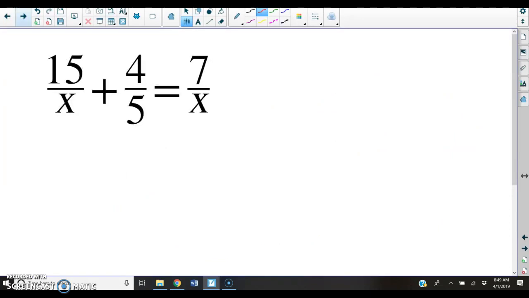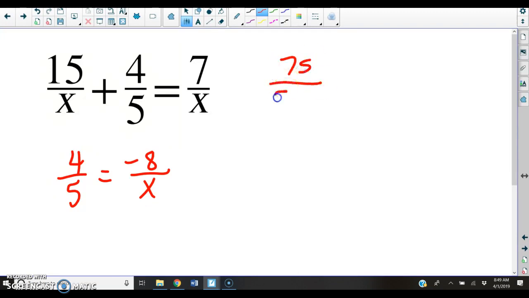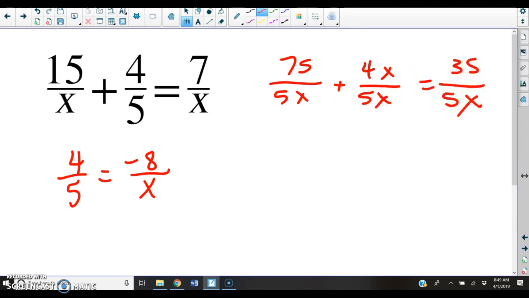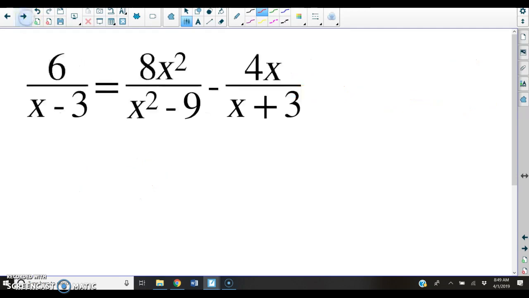Okay, so it's up to you if you want to subtract 15 over x from both sides and then cross multiply, or if you want to get common denominators. So this would be 75 over 5x plus 4x over 5x equals 35 over 5x. And then cross out those denominators. So I'll let you decide which way you want to solve that.